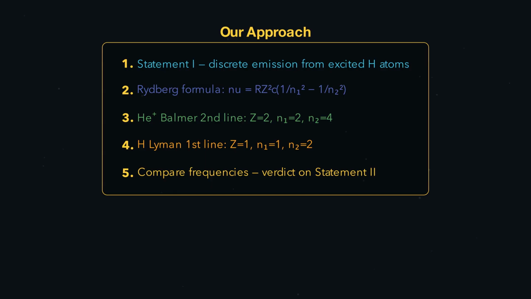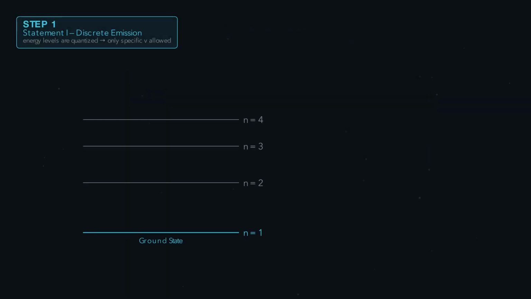We'll compute the second Balmer line from helium ion and the first Lyman line from hydrogen. If both give the same result, statement 2 is true. The key insight is how the Z-squared factor works in that formula.